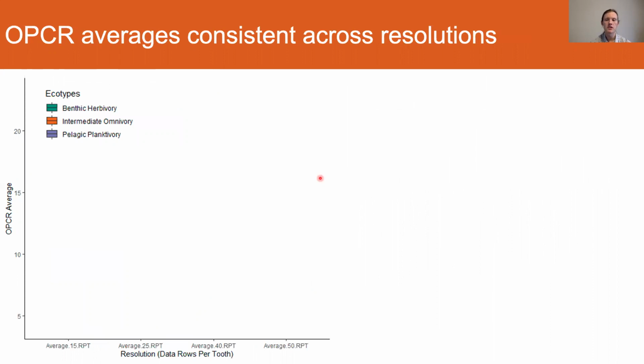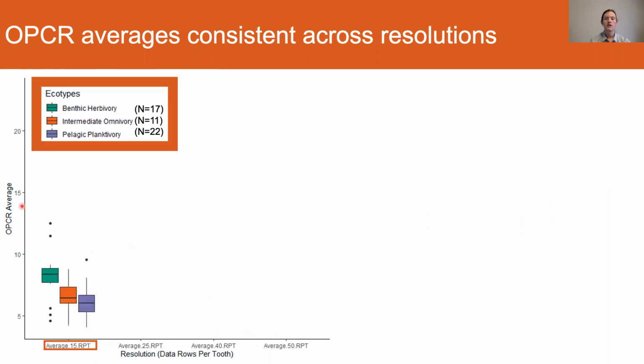I'll now show you our OPCR average results across our 4 different resolution bins represented on the x-axis. That's 15, 25, 40, and 50 rows per tooth. On the y-axis, we have our OPCR average values, which you'll recall is the OPCR total divided by the total number of teeth on the jaw. First, starting in our lowest resolution bin, we see a similar pattern as before with tooth count, with herbivores showing the highest complexity and also showing a fairly wide range. Omnivores and planktivores show similar levels of per tooth complexity overall.